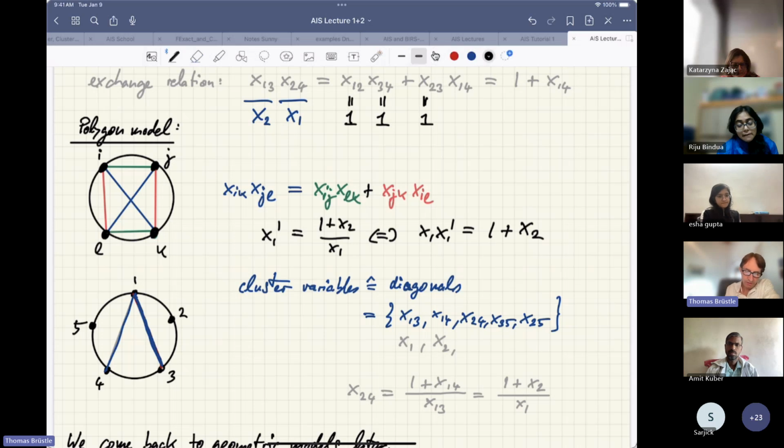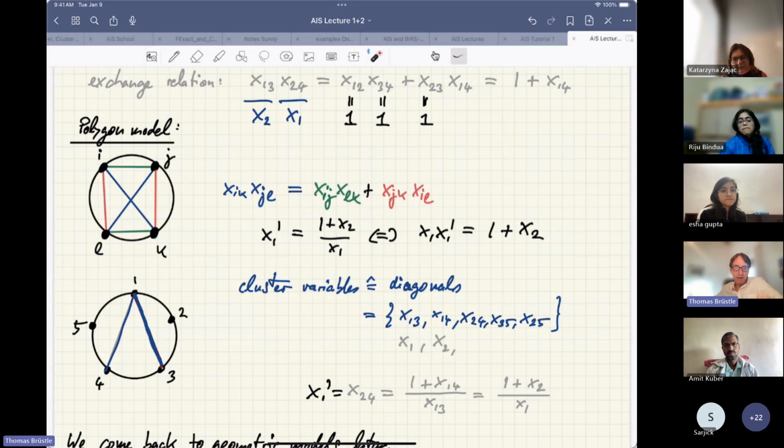This is really the exchange formula, x1 prime equals 1 plus x2 over x1. So it fits well with our calculations before. If we specify those x_{i,i+1} equal to 1, then the Plücker relation corresponds exactly to our cluster exchange relations. It's the same thing. Okay, this is good.